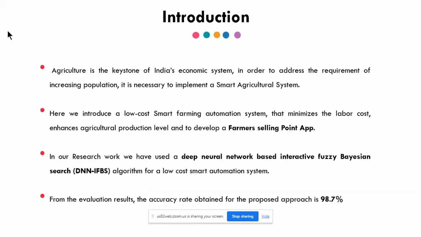Whole agriculture is automated with low cost, and also to design a new app called the Farmer Selling Point app, which I'll describe later. In our research work, we carried out a deep neural network based interactive fuzzy Bayesian algorithm for designing this system. By using this system, we got an accuracy rate of nearly 98.7%.